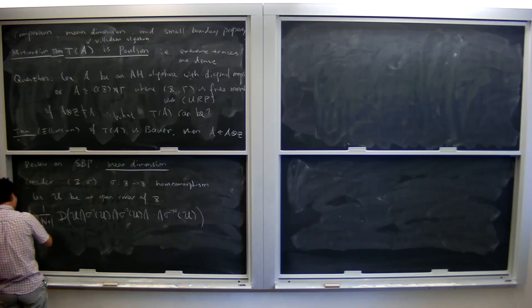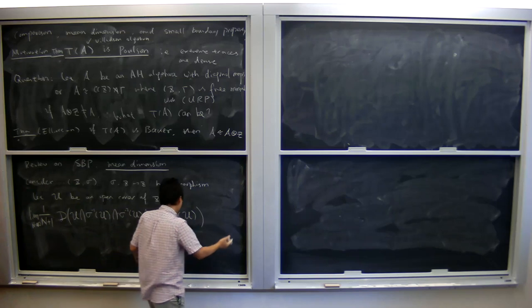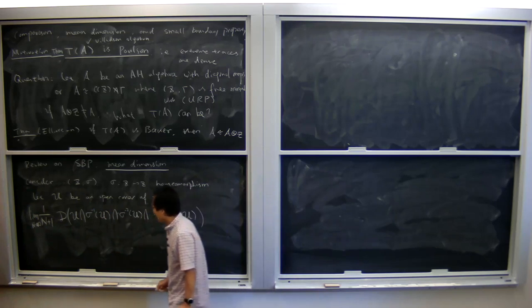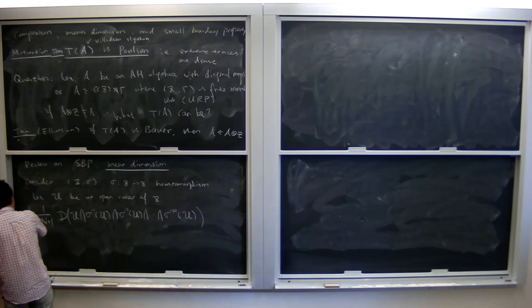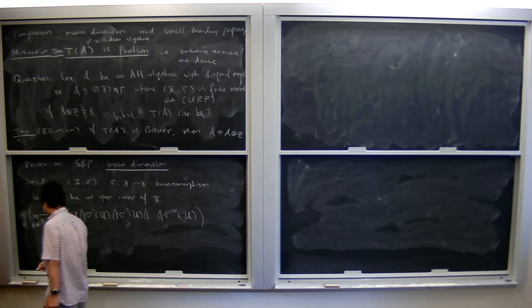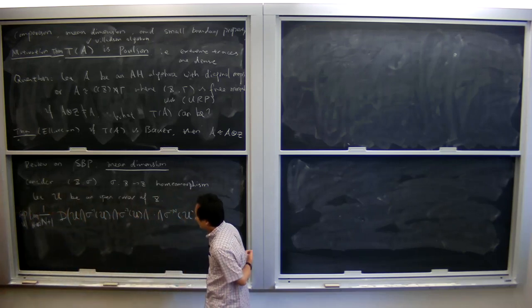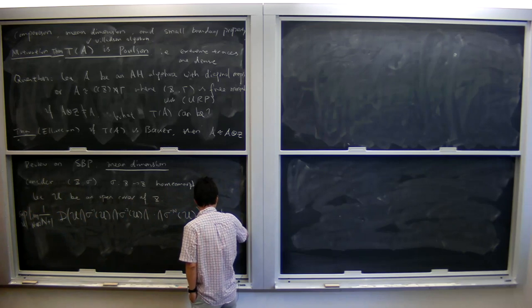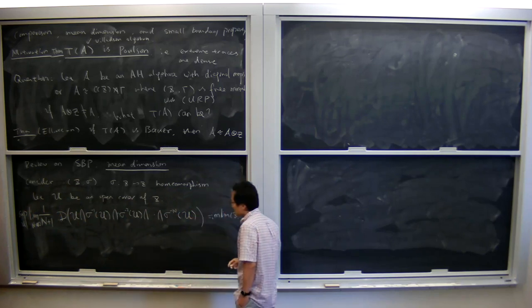Now you let the length of the partial orbit go to infinity, then the limit exists. We start with some U, and you look at the supremum over all open covers, and this is by definition the mean dimension. This is the mean dimension of the dynamical system.